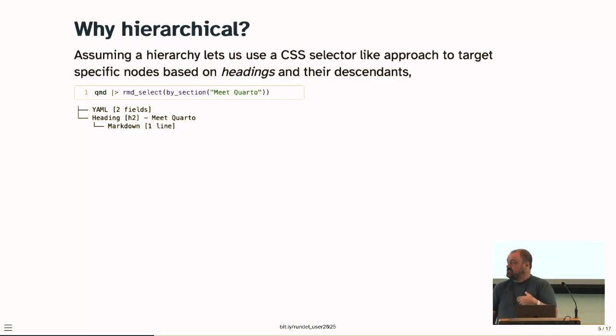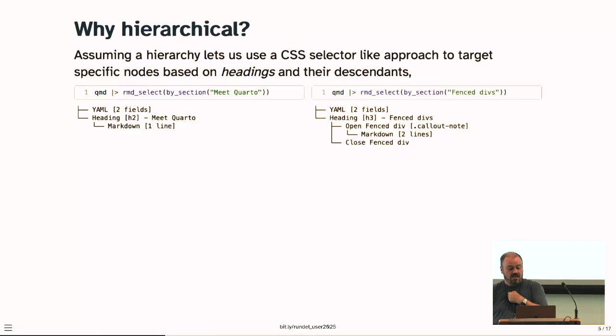So the example here is we have this RMD select function, and the primary way you're going to use it to navigate things is with a set of helpers. The most common one is going to be by section, which lets you specify, I want this particular section of the document based on a particular set of headings, again, using their name as a way of specifying what you want. So in this case, if I want just the Meet Quarto section, I can specify that, and I get a subsetted version of that original AST. I can specify I want the fenced div section, that gets me that, and note I get both the heading and then all of its implied children from that hierarchy that I was showing you on the first slide.